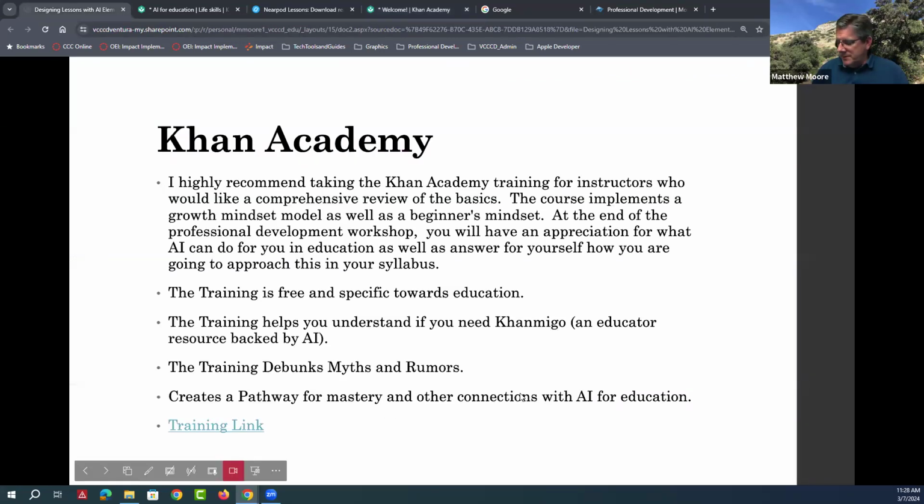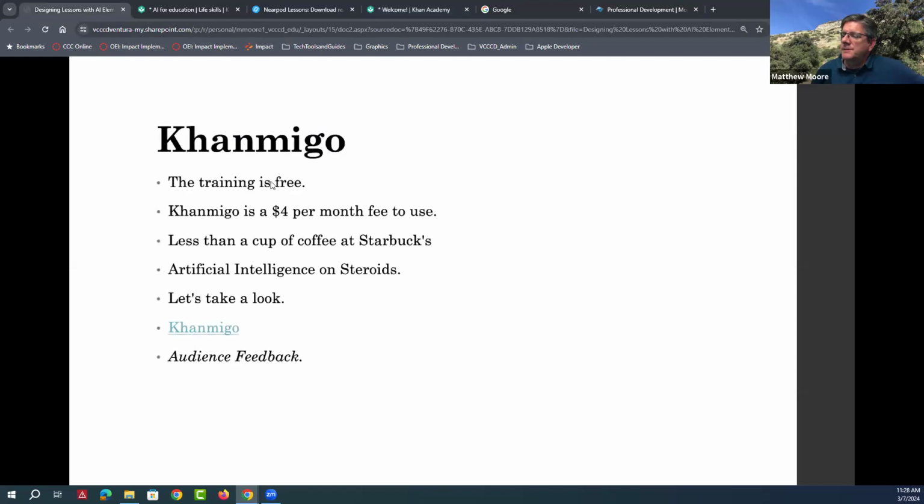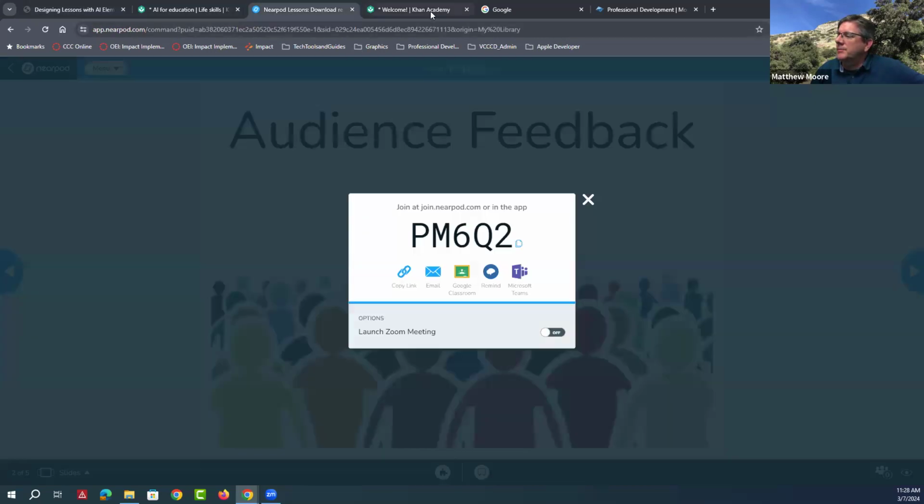Okay, the big step here for the rest of the day is to talk about Khanmigo. If you speak other languages, you know that Khanmigo means with me. Khanmigo means with Khan. It's kind of a play on words, but it's pretty cool. The training is free. The tool that I'm using costs $4 a month to use, obviously less than a Starbucks coffee. I don't know why I said that. It's intelligence on steroids, and we'll take a look at this tool.